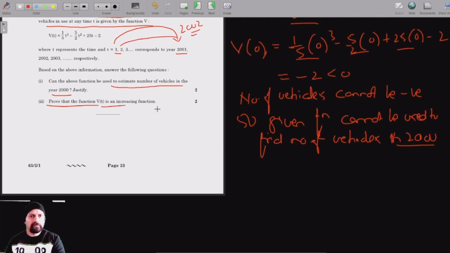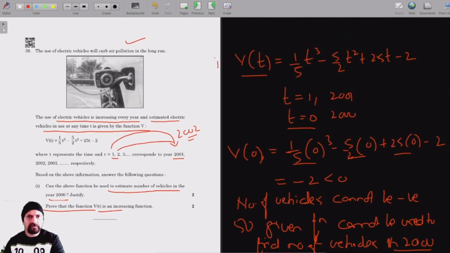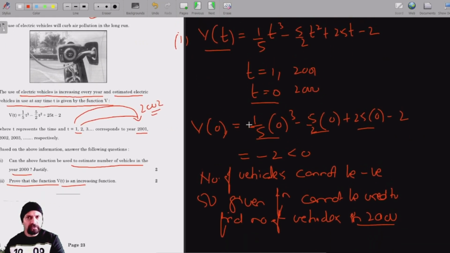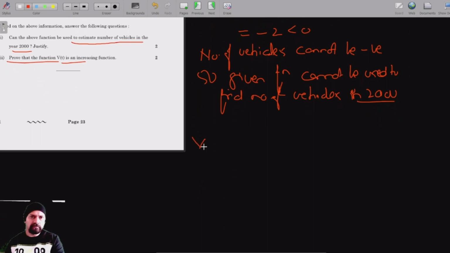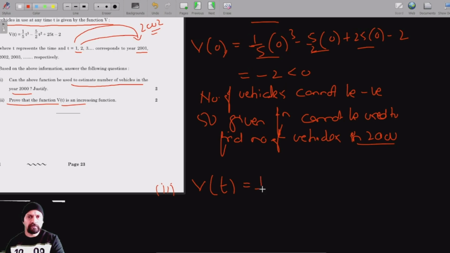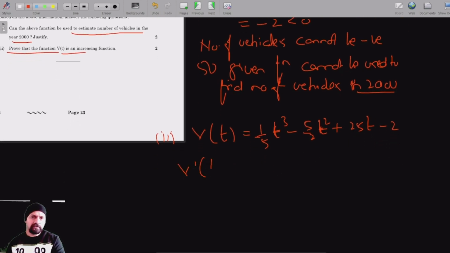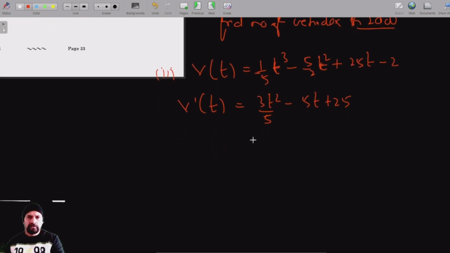Now we have to prove that this is an increasing function. Increasing function means that its first order derivative should be greater than 0. So let's differentiate this. Our function is V(t) equal to 1/5 t cube minus 5/2 t square plus 25 t minus 2. Differentiating with respect to t gives us 3t square by 5 minus 5t plus 25.